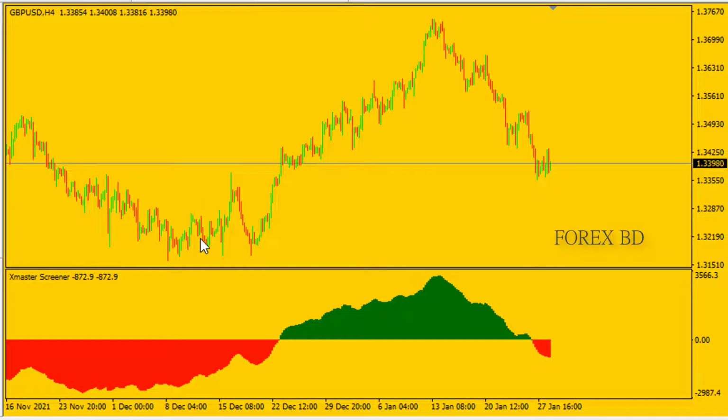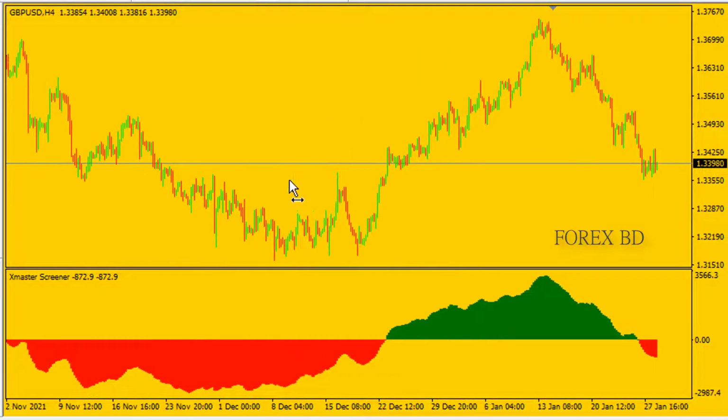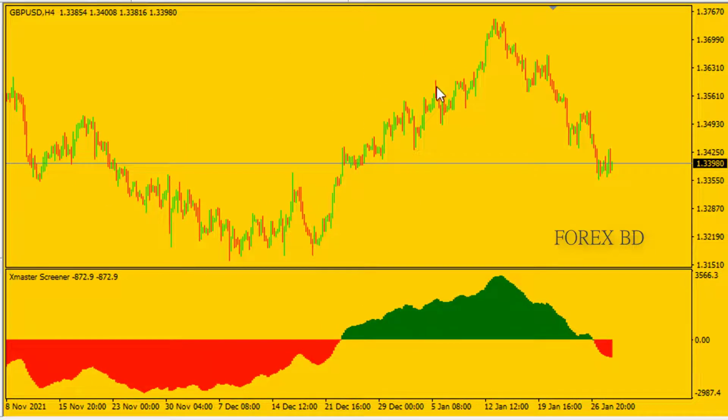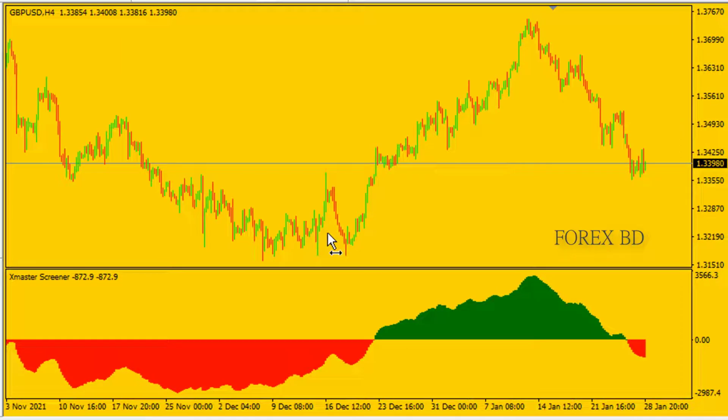Yes, that's right. This indicator is known as a Trend Monitor Indicator. We all understand the meaning of trend. The market is sometimes downtrend and sometimes uptrend. Think about it. If you ever know when the market trend will change, what will it be like?